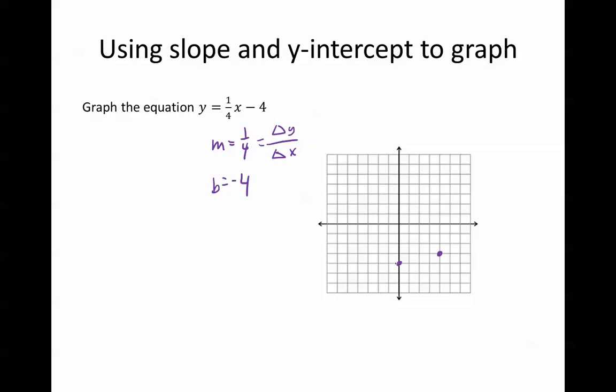And again, just to show you, I could go down 1, left 4, and still get a point on the line, which means that this 1/4 is really also the same as -1 over -4, because this would say go down 1, left 4. It's all the same. As long as you get points on the line, it works.